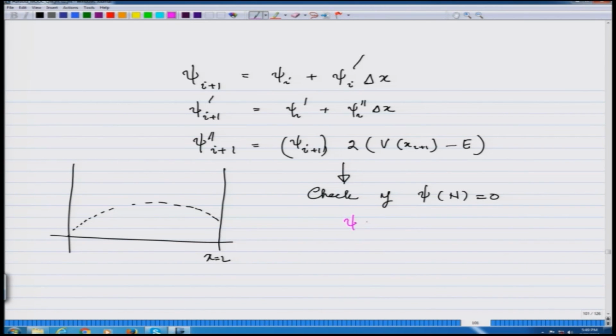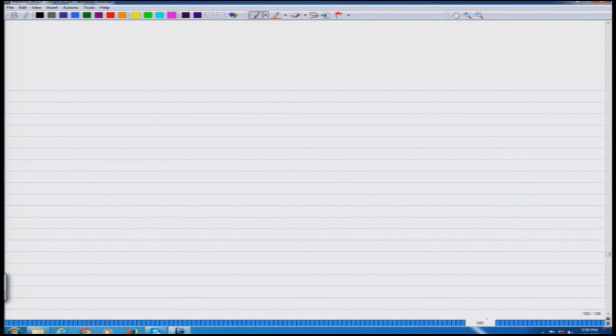So, what you do is you say modulus of psi n is less than some very small number, let us say 10 raised to minus 3 or 10 raised to minus 4 or so on. If that is the case, you accept it. The moment that happens, you have found the eigenenergy E. Whichever E that happens for, you have found that energy, and once you have found that energy, you have also found psi. Psi i at different i's, i equals 1 through n, gives you the value of psi at each point. So, now you normalize psi.